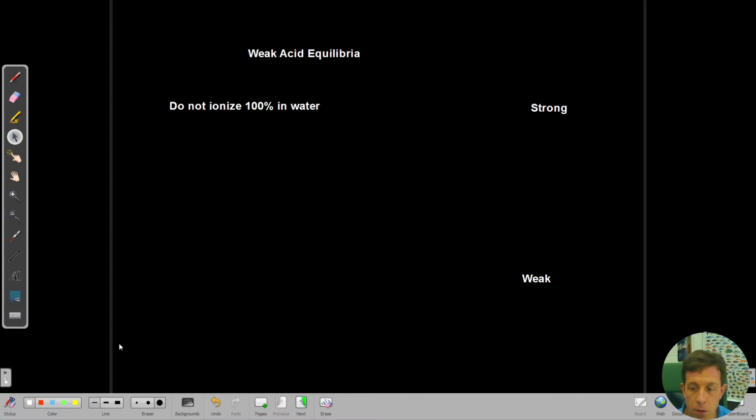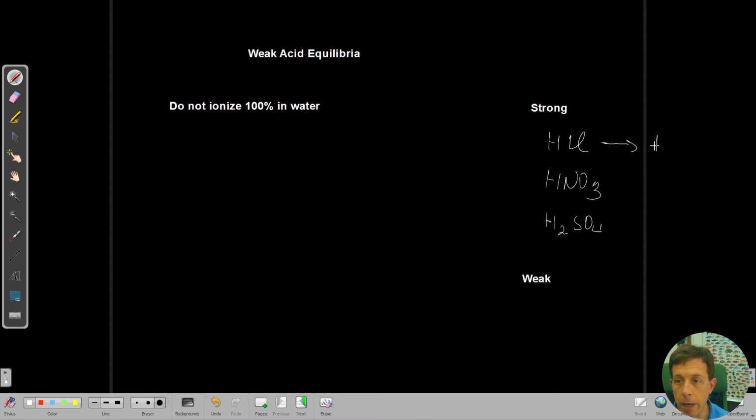Let's look at some examples of strong acids. We have seen that HCl is a strong acid, and likewise nitric acid, HNO3, or sulfuric acid, H2SO4, are strong acids. If we put 1 mole of these substances in water, they will form a 1 molar solution of that acid. So we end up with 100% ionization.